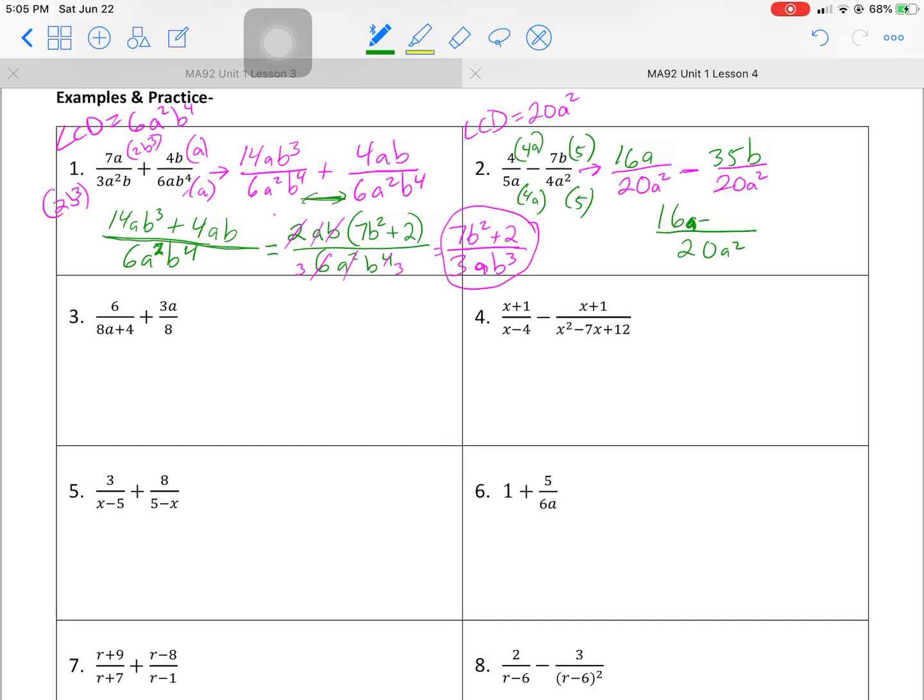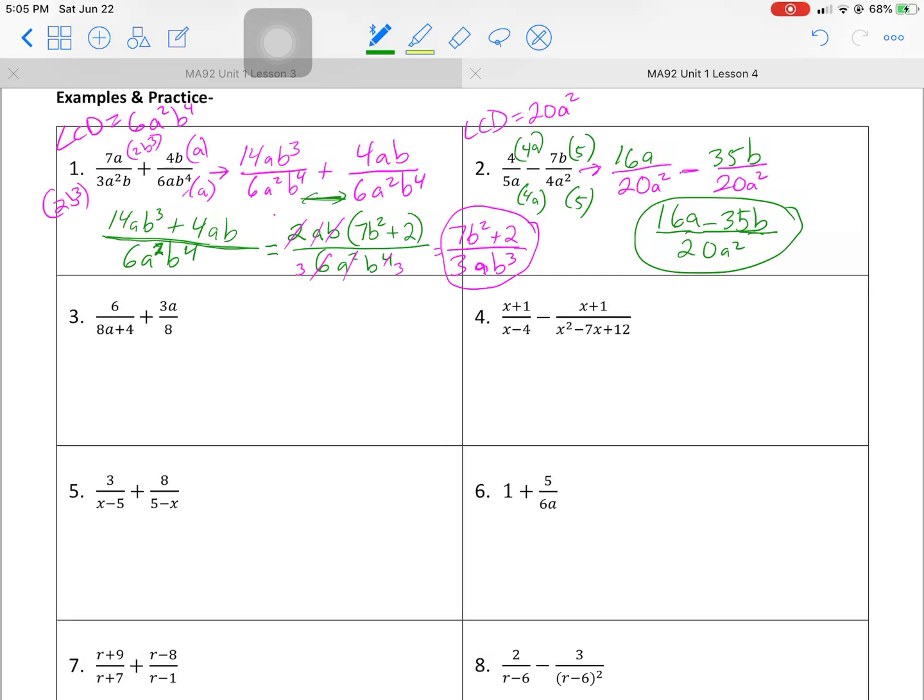I'm trying to write an a. Sorry, that just looks messy. a minus 35b. And there's no greatest common factor to take out, and that's my final answer right there. Okay.